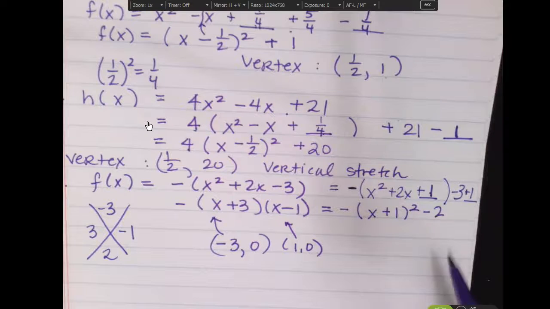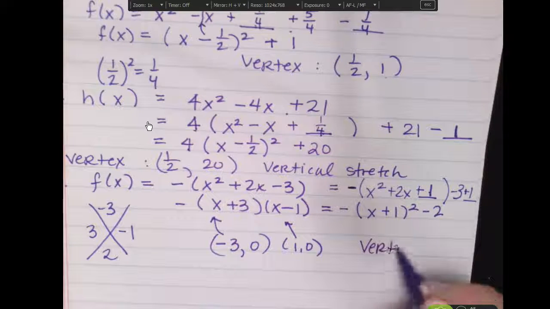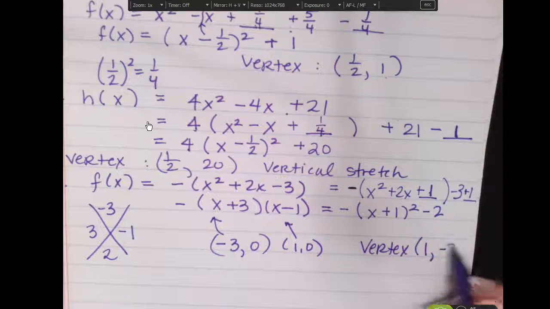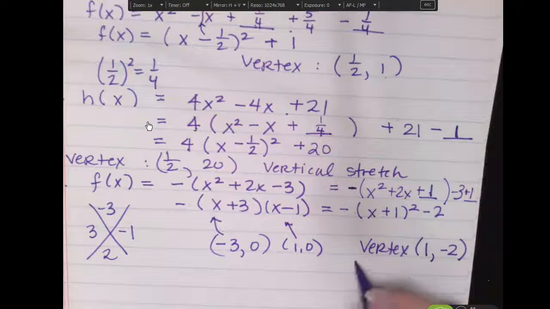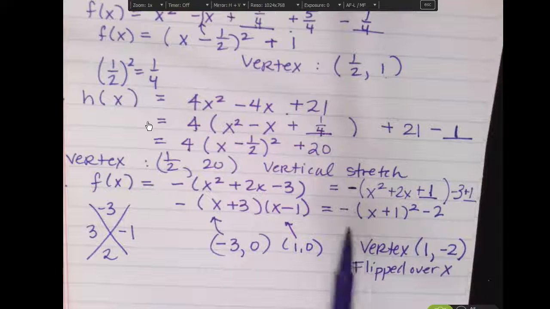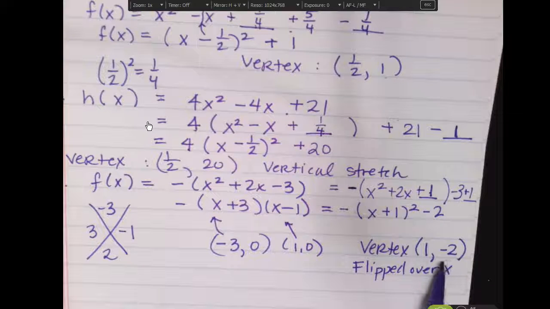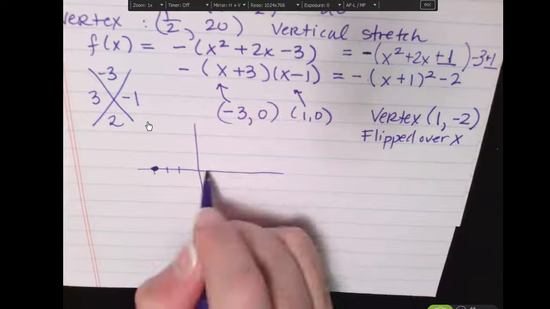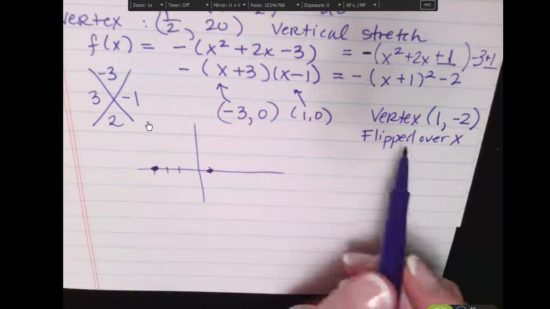So describing this graph, it has a vertex at 1, negative 2, and it is flipped over the x-axis. So that's it. Now this vertex 1, negative 2, so if you picture this graph, I have intercepts at negative 3. Let's see, let me get a better view of that. I have an intercept at negative 3, 0 and 1, 0, and it's upside down.